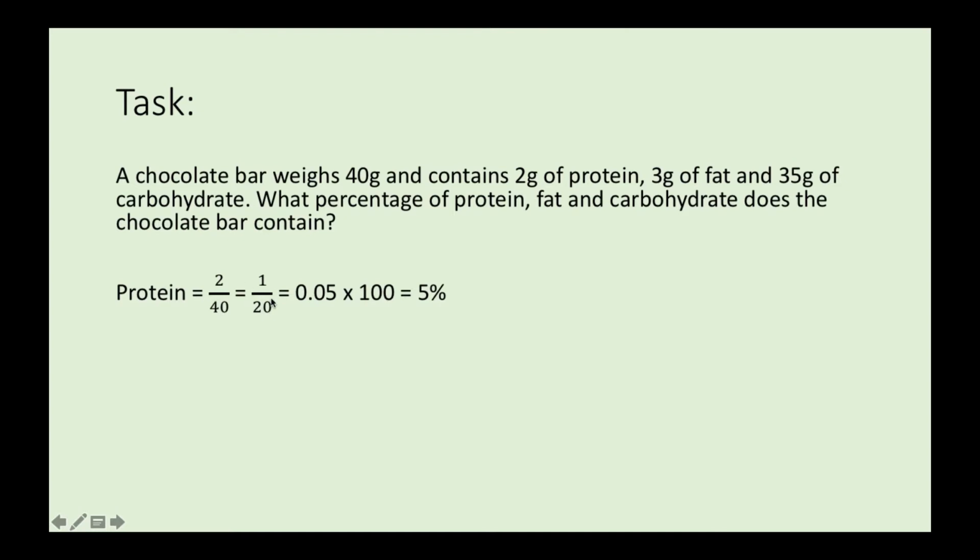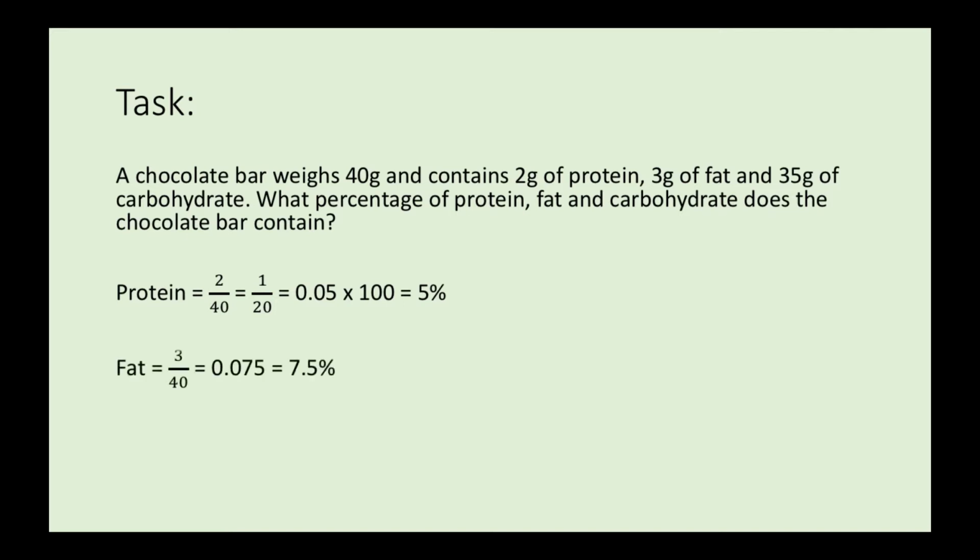It doesn't matter which fraction you use to do the division. To get your decimal, you'll still get the same answer. So you could do 2 divided by 40 or 1 divided by 20. I just cancelled it down for fun, I guess. So if we do that division, 1 divided by 20, that gives you a decimal of 0.05. We times that by 100, and that's 5%. So the protein in that chocolate bar is 5% of the chocolate bar.